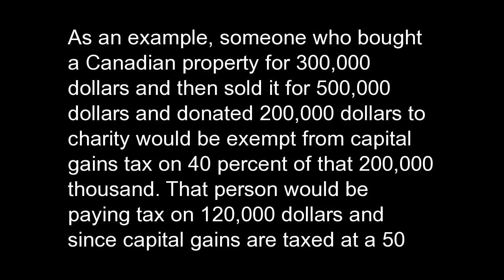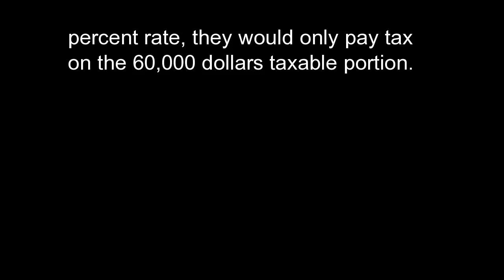As an example, someone who bought a Canadian property for $300,000 and then sold it for $500,000 and donated $200,000 to charity would be exempt from capital gains tax on 40% of that $200,000. That person would be paying tax on $120,000, and since capital gains are taxed at a 50% rate, they would only pay tax on the $60,000 taxable portion.